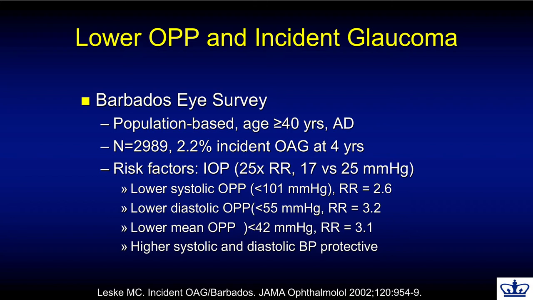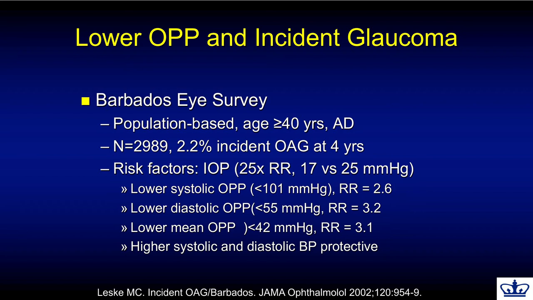Even if we look at primarily African ancestry population, such as in Barbados, where there's a high prevalence and incidence of glaucoma, it is absolutely true that higher pressure is important for the development of the disease. Higher intraocular pressure is important, but lower systolic, lower diastolic, and lower mean perfusion pressures also greatly increase the risk, with the relative risk of approximately 3 with lower systemic blood pressures in each of those categories.